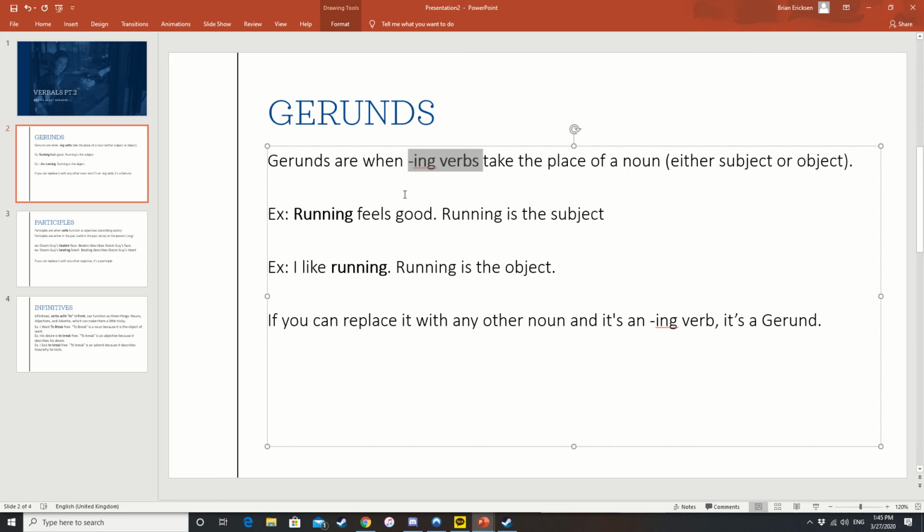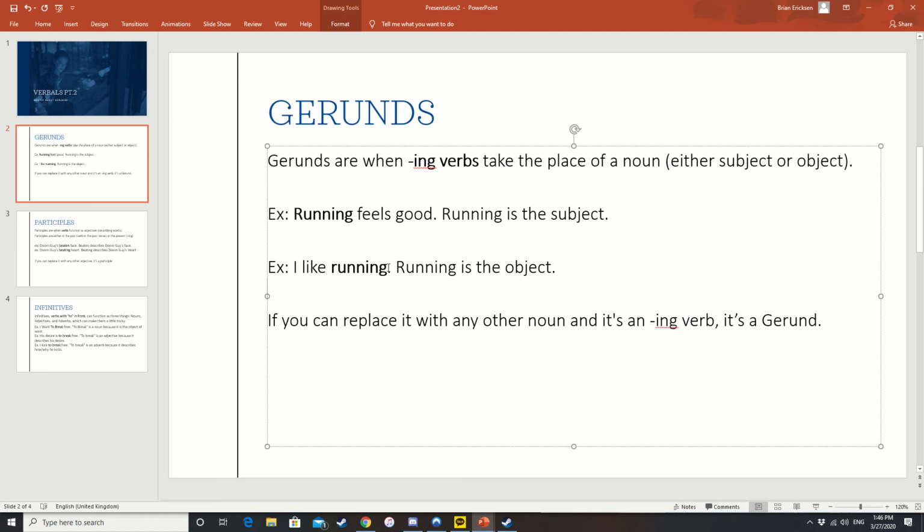If it has ing and is a verb and is the subject or object of a sentence, then yes, it is a gerund. For example, running feels good. Running in this sentence is the subject. It is the thing that feels, and it feels good. I like running. Running is the object. It is the object of like. I is the subject, like is the verb, running is the object. It has an ing, making it a gerund.